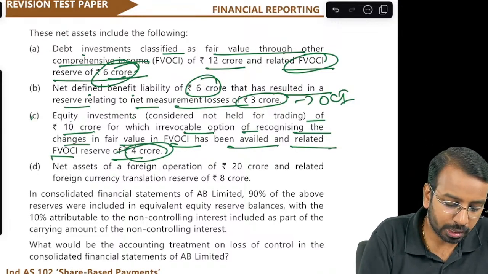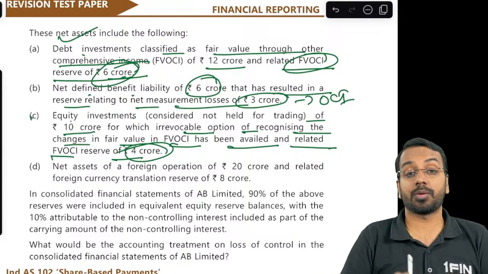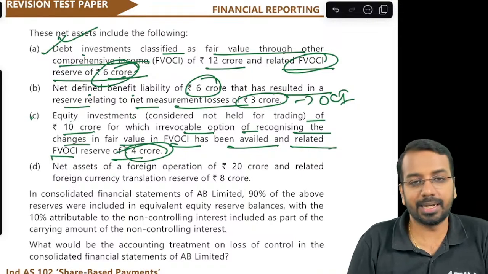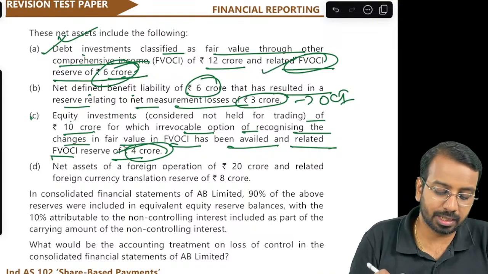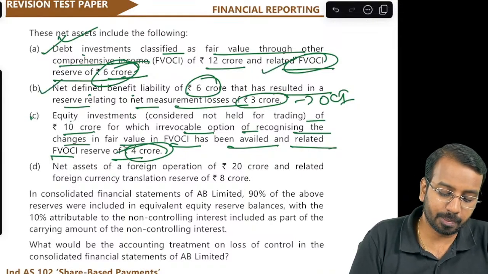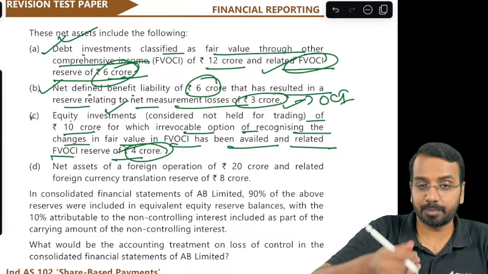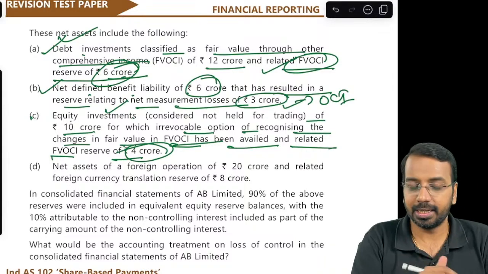So what are these net assets? These are the net assets of the subsidiary. Now please understand, for the subsidiary you will recognize the debt separately, you will also recognize the related FVOCI. The liability separately, related OCI, and similarly the equity investment separately, OCI separately.